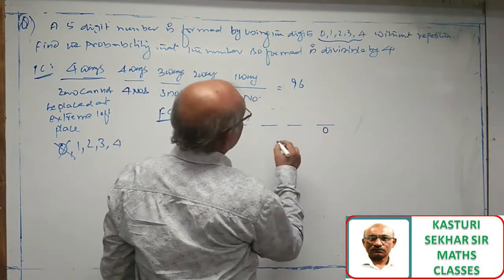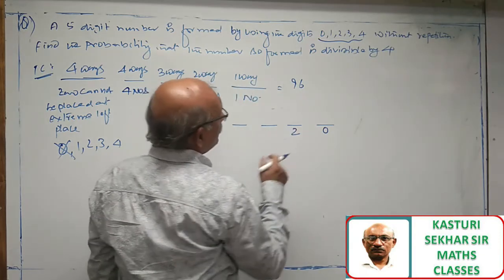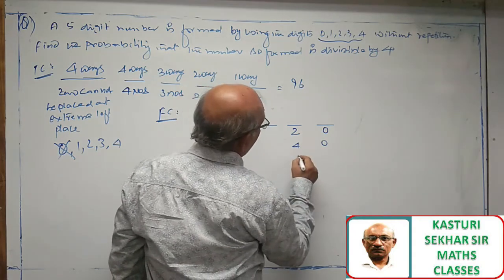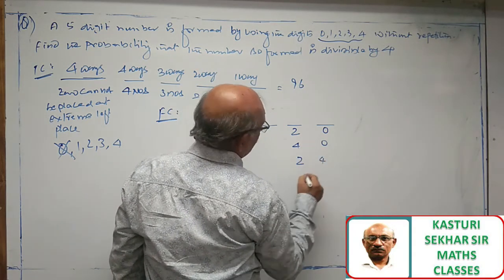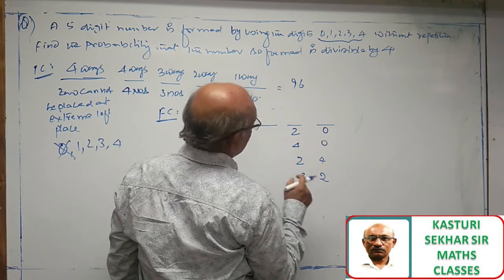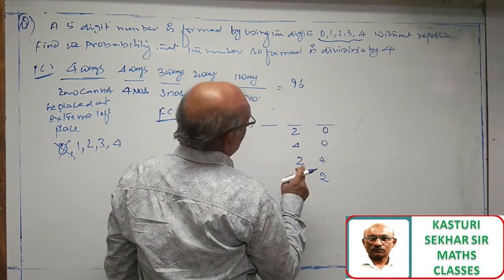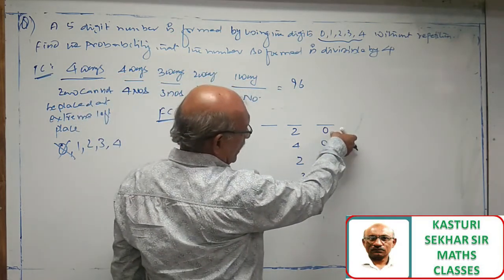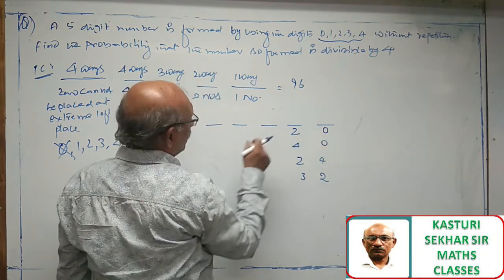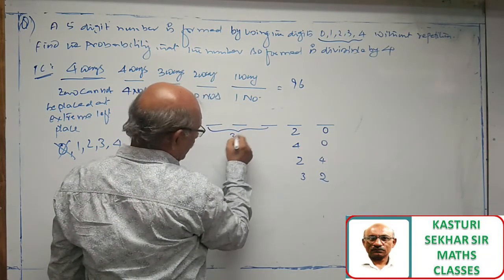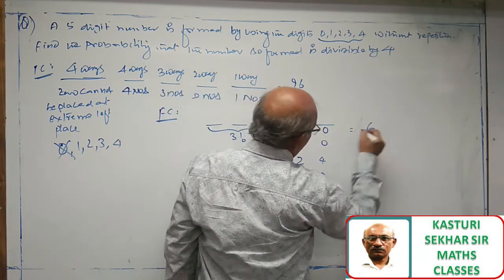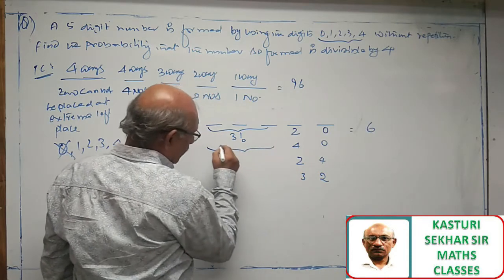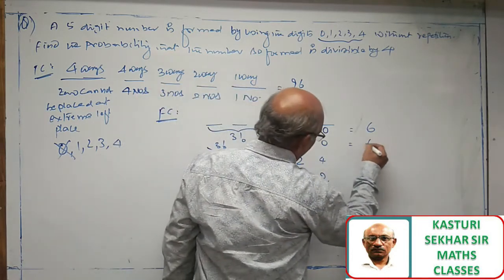I'll fix 0 here, then 2 here; 0 here, 4 here; then it is 24, 32. Okay. Now look at this. When 0 is at the units place and 2 here, 2 numbers are used. These 3 places can be filled in 3 factorial ways. So here I'll get 6 numbers. Once again here also 3 factorial, I'll get 6 ways.